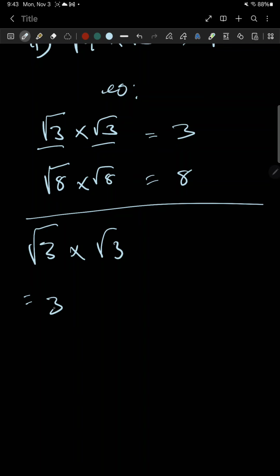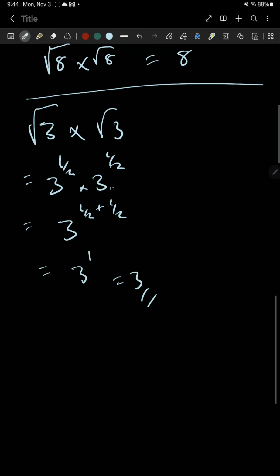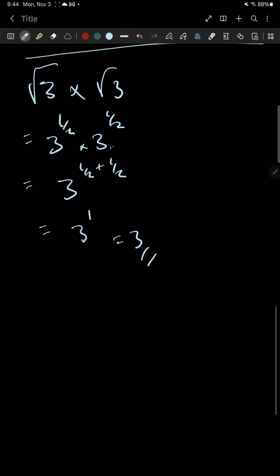Square root means half. It's the same as 3 to the power half times 3 to the power half. There's a rule of indices that says if you're multiplying the same bases, you add the powers. Half plus half is 1, and the answer is 3. So that's the reason why when you multiply two square roots, the square roots will cancel.